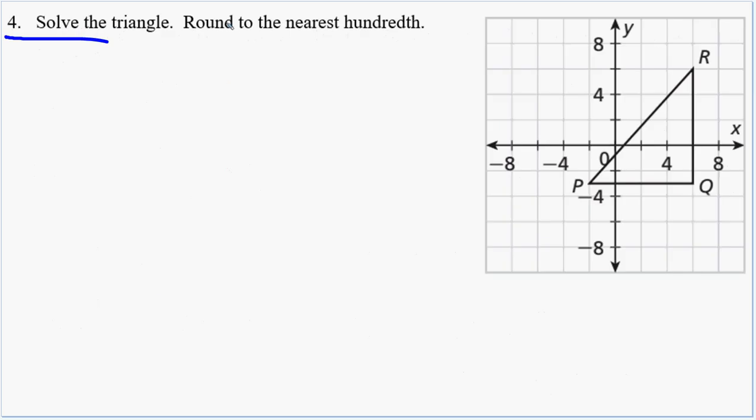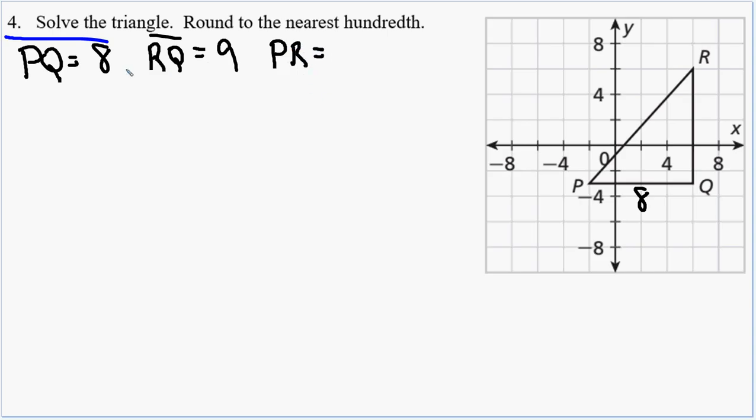All right, in number 4, I gave you that hint. It says solve the triangle, round to the nearest hundredth. And let's see here. Let's do the sides first. PQ, that's an easy one. We can count the boxes. 2, 4, 6, 8. So PQ is length 8. RQ is our vertical line. That's 2, 4, 6, 8 and a half. That'd be 9, length 9. RQ is 9. PR is going to be the hypotenuse.